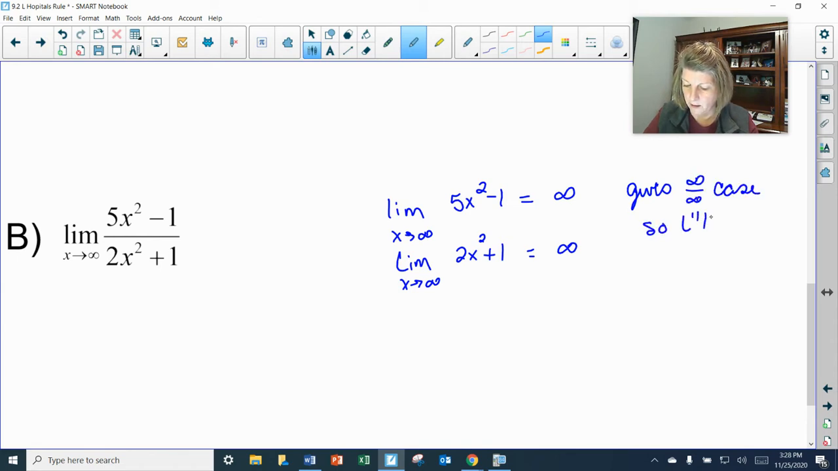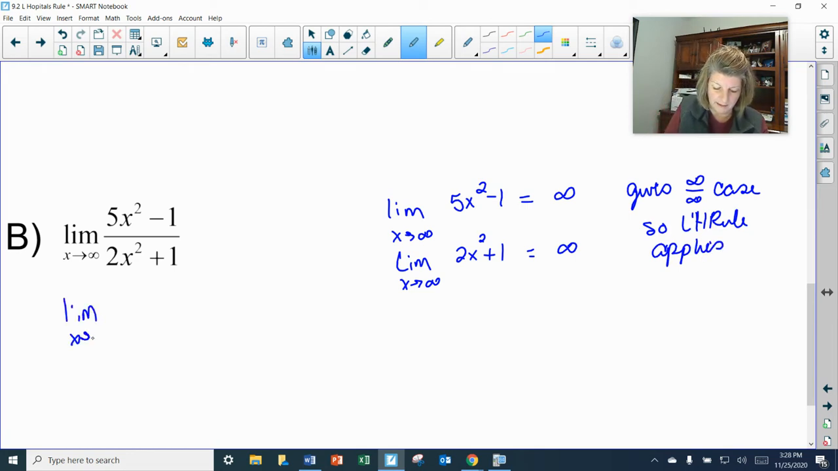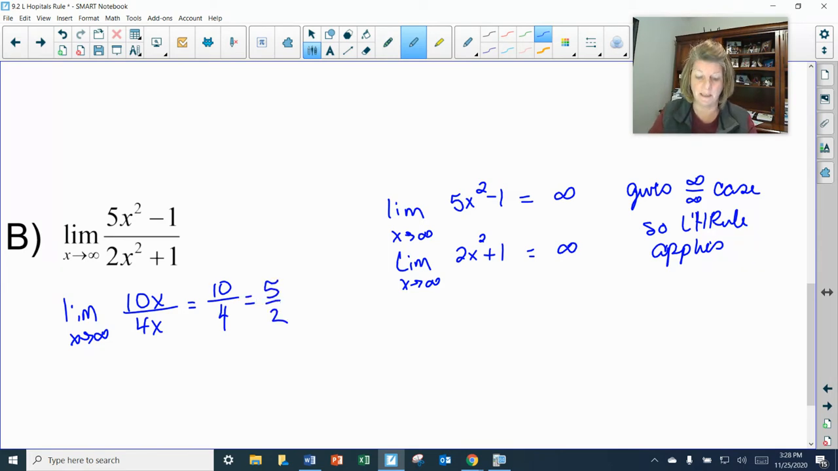So L'Hopital's rule applies. And I'm going to go into a limit as x goes to infinity. I would have 10x over 4x. In this case, I really could cancel my x's, so this is going to give me 10 fourths or 5 halves. Otherwise, I could go into L'Hopital's again because honestly, I'm infinity over infinity. But I could simplify 10x over 4x and get that.